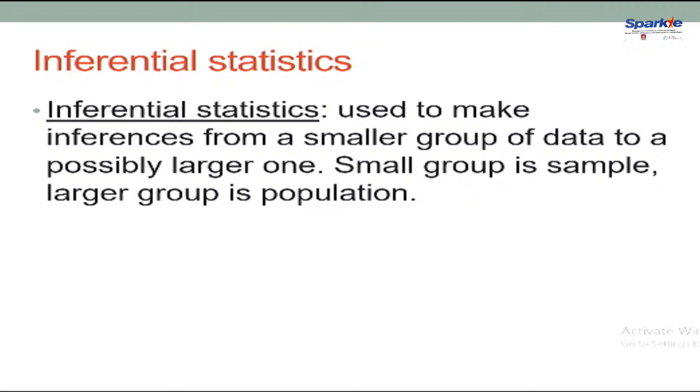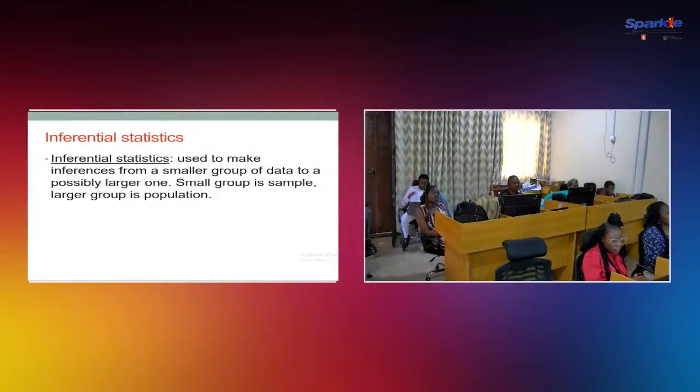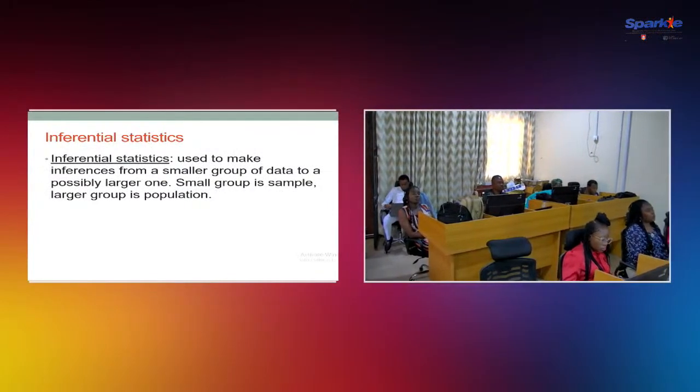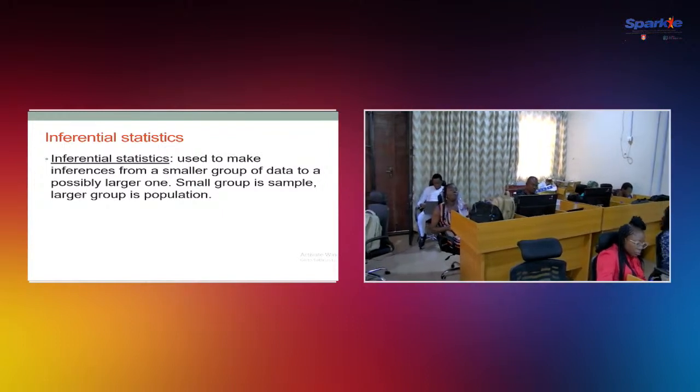Okay, so from descriptive, we'll move on to inferential statistics. Let's read together: to make inferences from a smaller group of data to a possibly larger one. The small group is the sample, the larger group is the population. Another word for sample is fraction. And as I said earlier, it's good to do extensive inferential statistics.